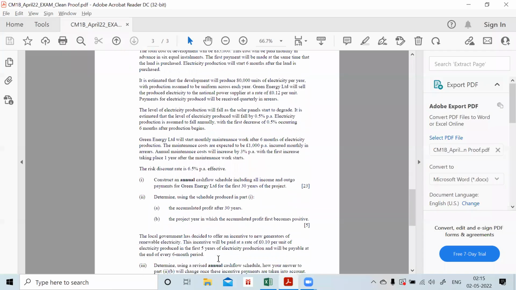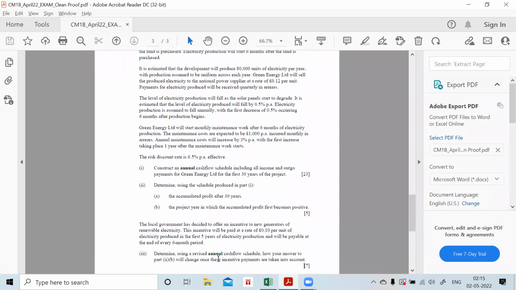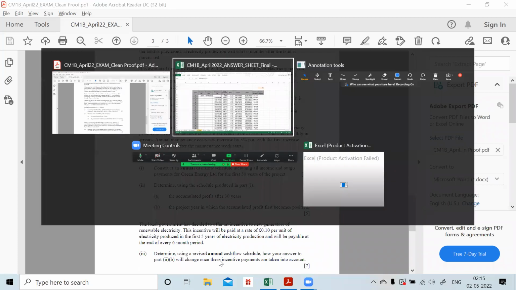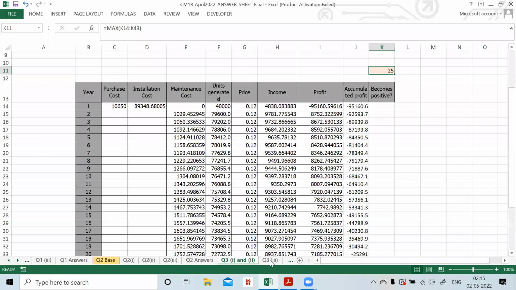Now the local government has decided to offer an incentive to new generators of renewable electricity. The incentive will be provided at the rate of 0.1 per unit of electricity produced in the first 5 years of electricity production and will be payable at the end of every 6-month period. So it's payable half yearly. So we need to calculate half yearly data as well.